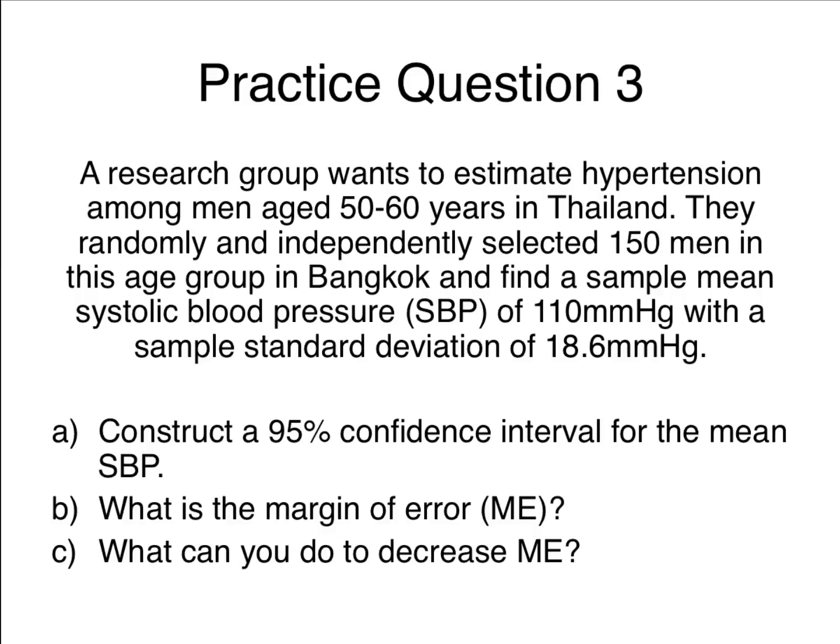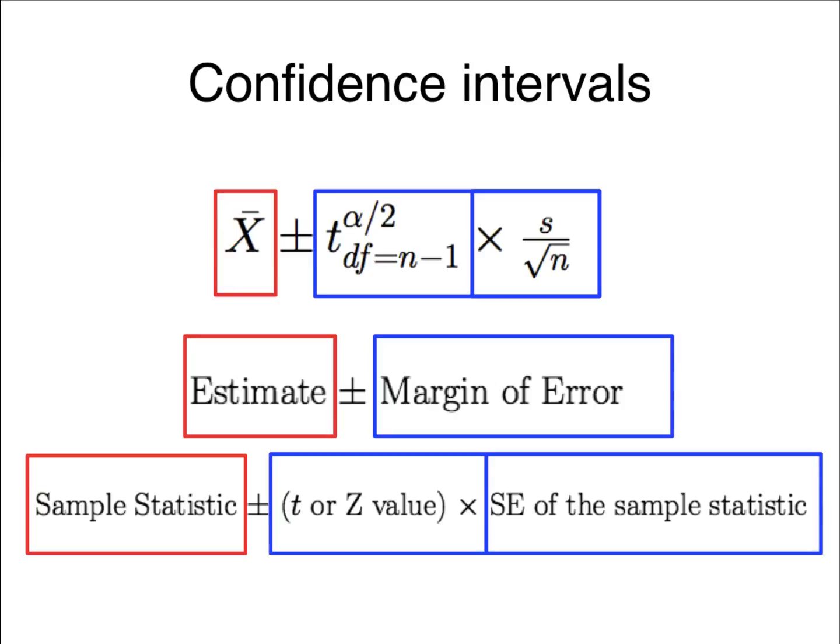Okay, another practice question. A research group wants to estimate hypertension among men aged 50 to 60 years in Thailand. They randomly and independently selected 150 men in this age group in Bangkok and find a sample mean systolic blood pressure of 110 with a sample standard deviation of 18.6. Construct a 95% confidence interval for the mean. What is the margin of error and how do you decrease the margin of error?